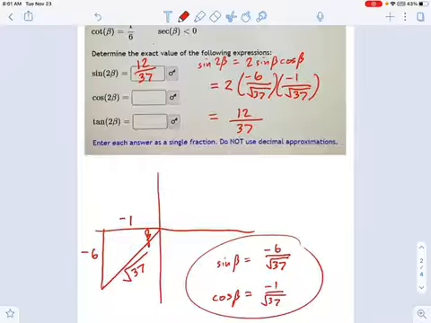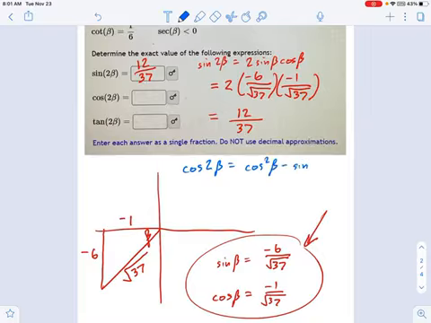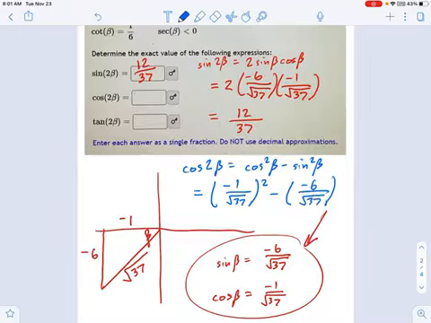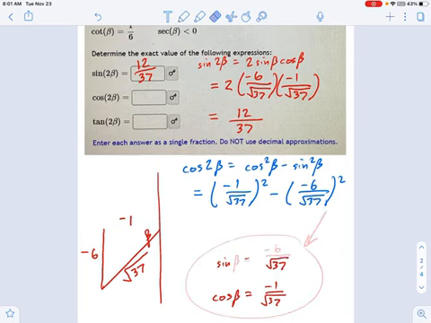Okay, now, what else can we say? Cosine of 2 beta. We can keep on using this stuff. We don't have to throw it away yet. Cosine of 2 beta equals cosine squared of beta minus sine squared of beta. Using the values that I've circled below, here's what that equals. Cosine is negative 1 over radical 37, and that's squared, minus sine, which is negative 6 over radical 37, and that's squared also. So, sorry, triangle, you've got to go.